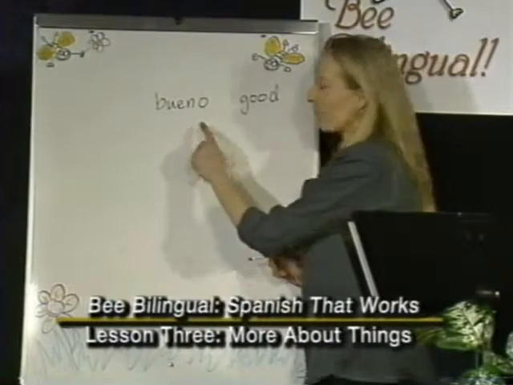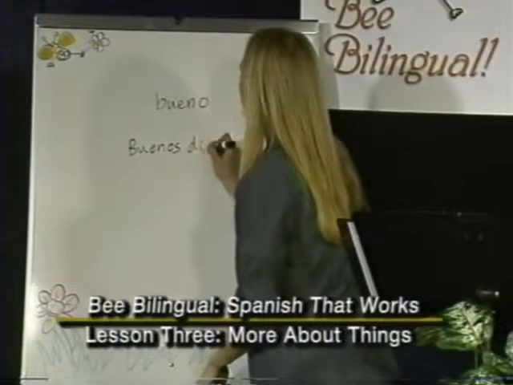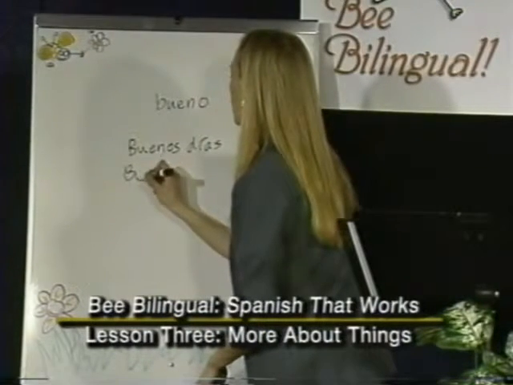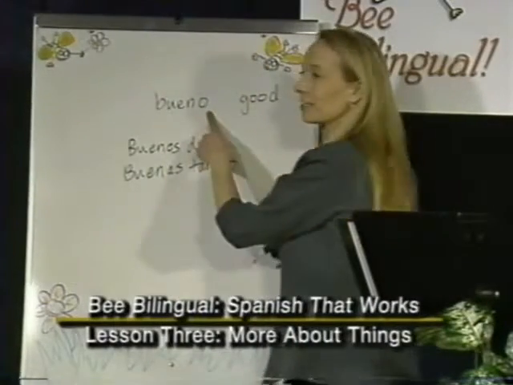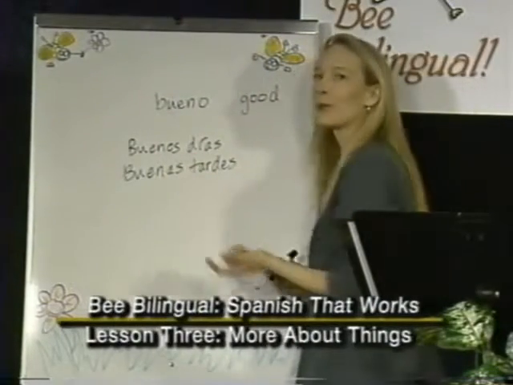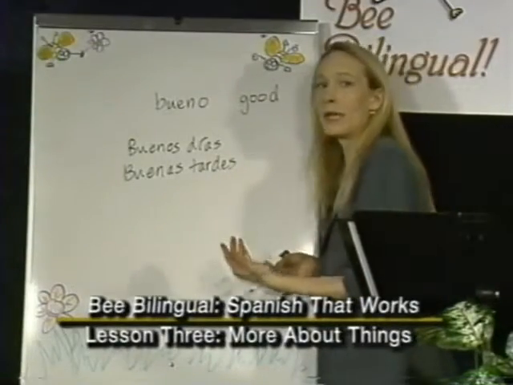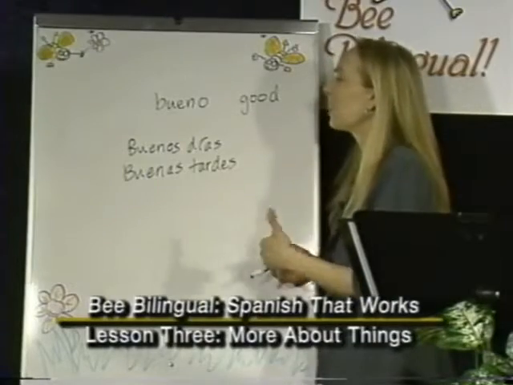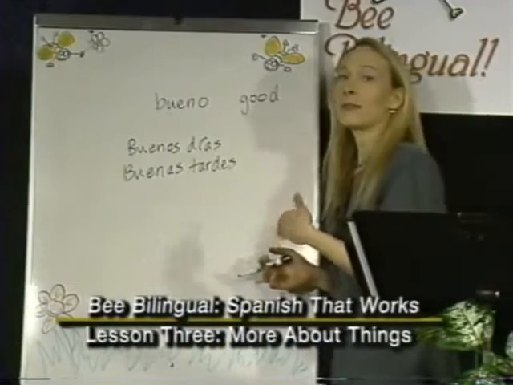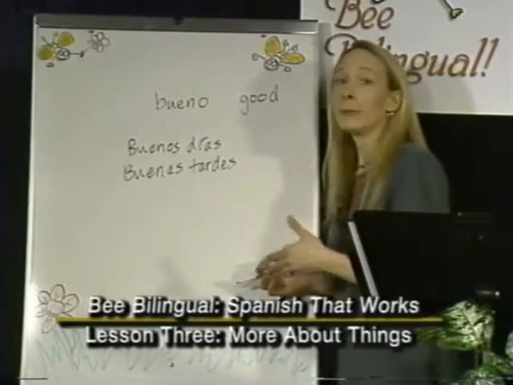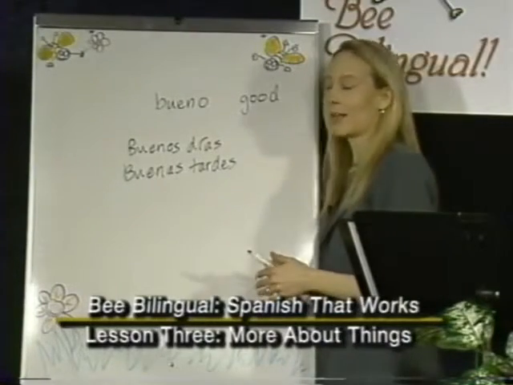Now you notice that in good day, you have buenos días, and good afternoon, you have buenas tardes. And the form of bueno changes. However, it means good in both cases. If I want to talk about a good boy, it's a niño bueno. And if I want to talk about a good girl, it's a niña buena, which also means nice. You can talk about a person being nice. A good class is a clase buena. A good book is a libro bueno. The ending changes, but the meaning does not.